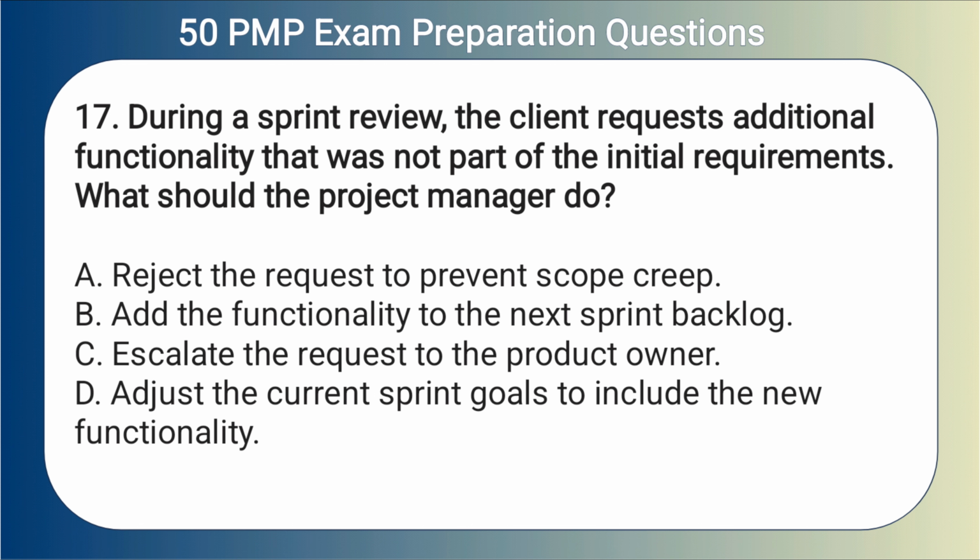17. During a sprint review, the client requests additional functionality that was not part of the initial requirements. What should the project manager do? A. Reject the request to prevent scope creep. B. Add the functionality to the next sprint backlog. C. Escalate the request to the product owner. D. Adjust the current sprint goals to include the new functionality.